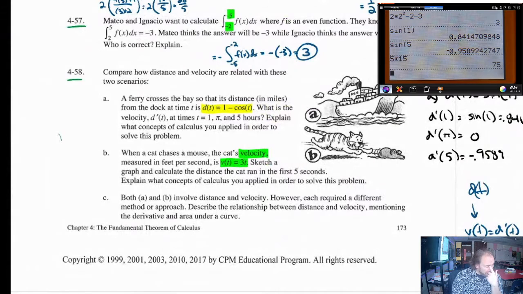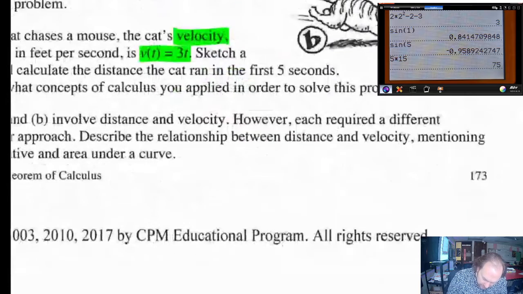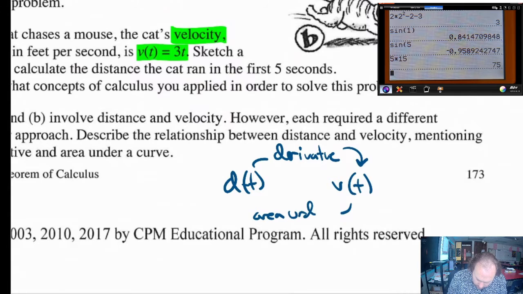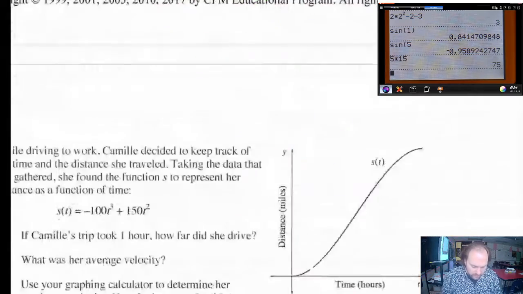Question C, both A and B involve a distance and a velocity. However, each required a different method or approach. Describe the relationship between distance and velocity, mentioning the derivative and area under the curve. So here's the idea. We've flirted with this idea many times this year. The derivative of distance is velocity, and the area under the curve of the velocity is the distance. That's the relationship. Pretty soon we'll replace area under the curve with the phrase antiderivative, but we'll get there later on.